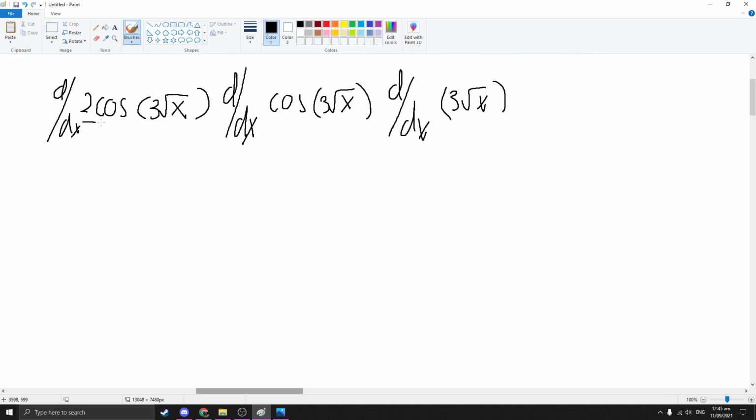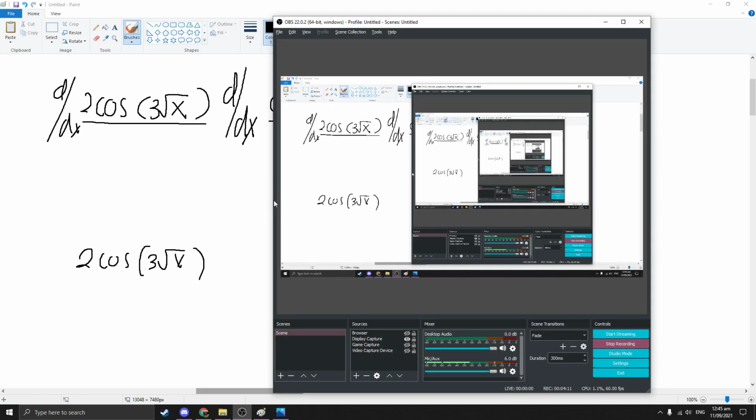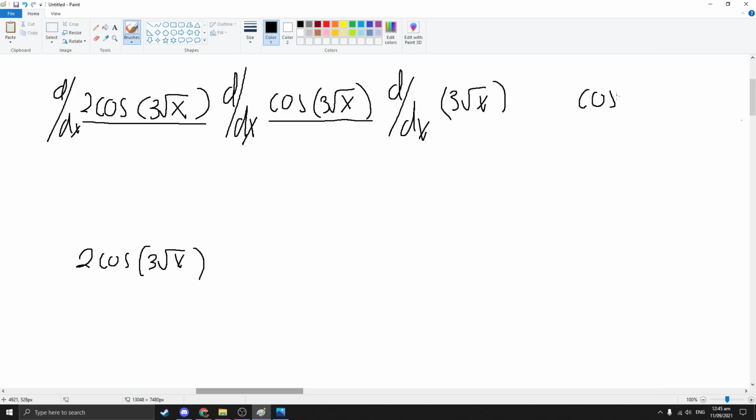So, we simply write this one as 2 cosine 3 square root of x times the derivative. Ang derivative ng cosine x ay lagi negative sine x. Lagay ko lang ulit for reference. Okay. So, sorry. Derivative of cosine x is negative sine x. So, magiging negative sine x na siya. Yun yung derivative niya, 3 square root of x.